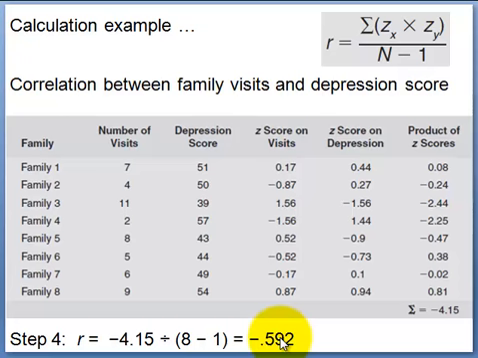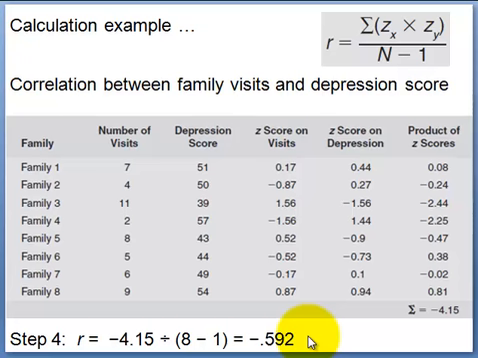So in this example, r equals minus 0.592. r is the symbol for Pearson's correlation coefficient. So in this example, we have a negative correlation between family visits and depression scores. At the risk of being repetitive, let me say that this is conveying to us as family visits go up, depression scores tend to go down.